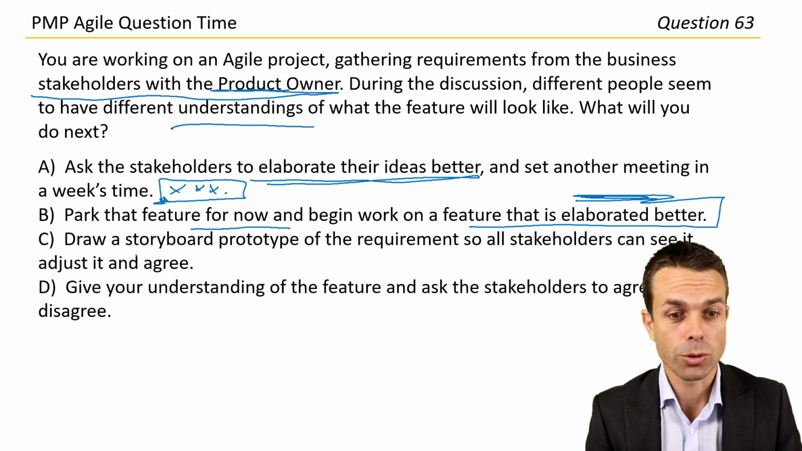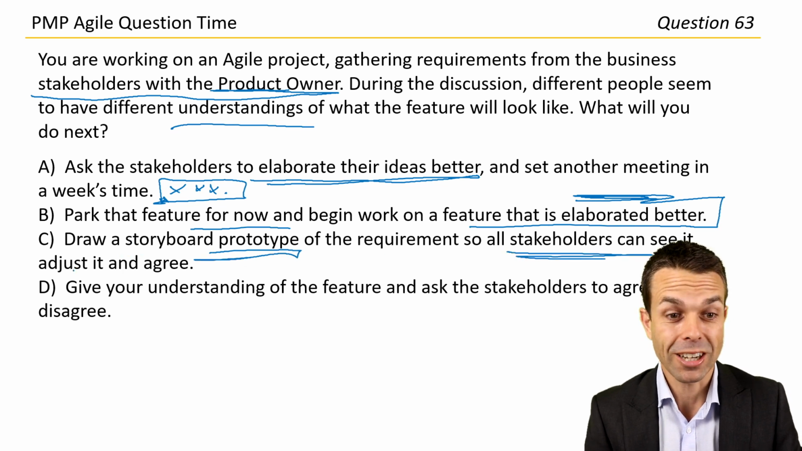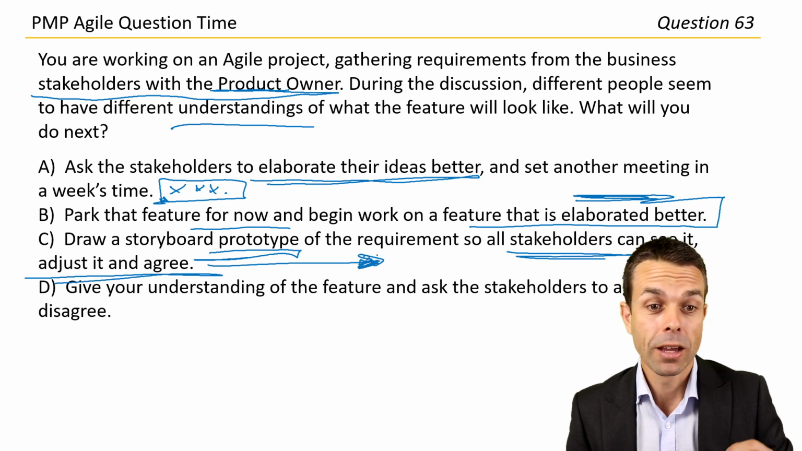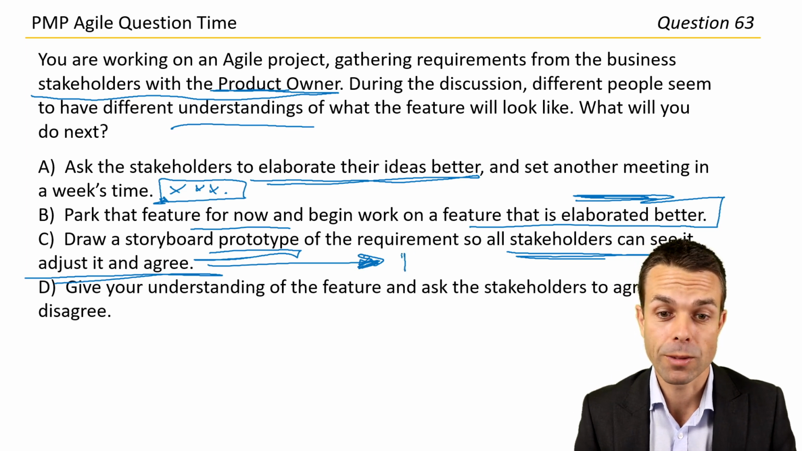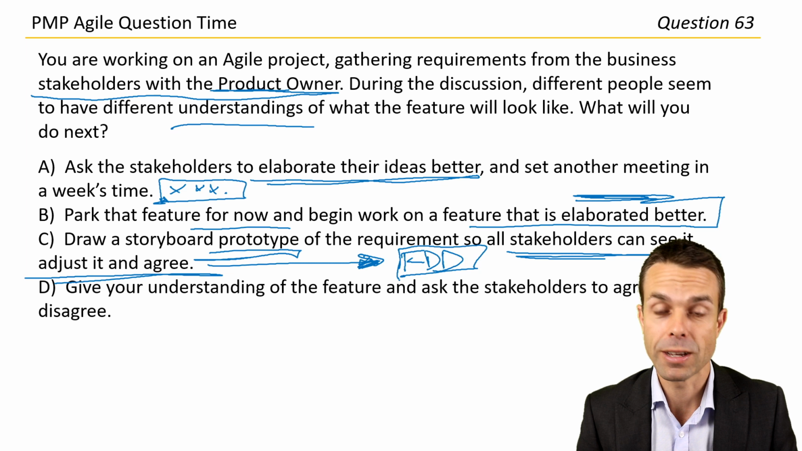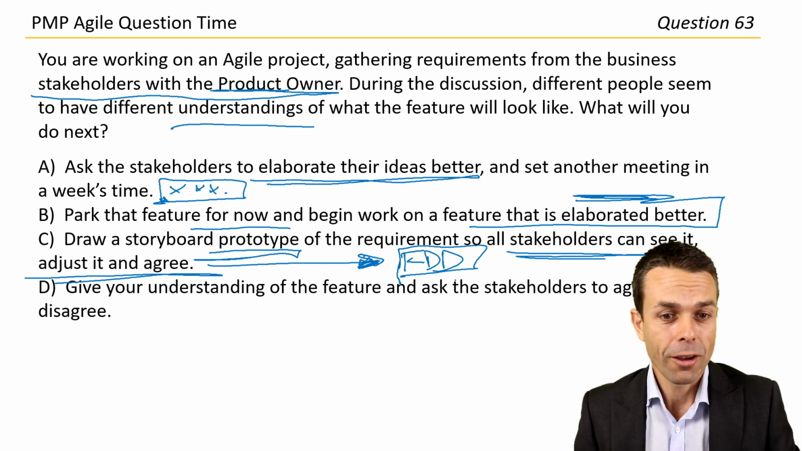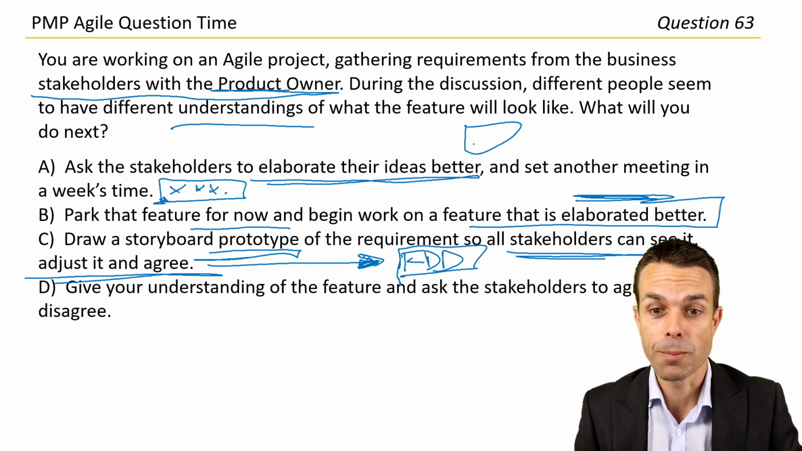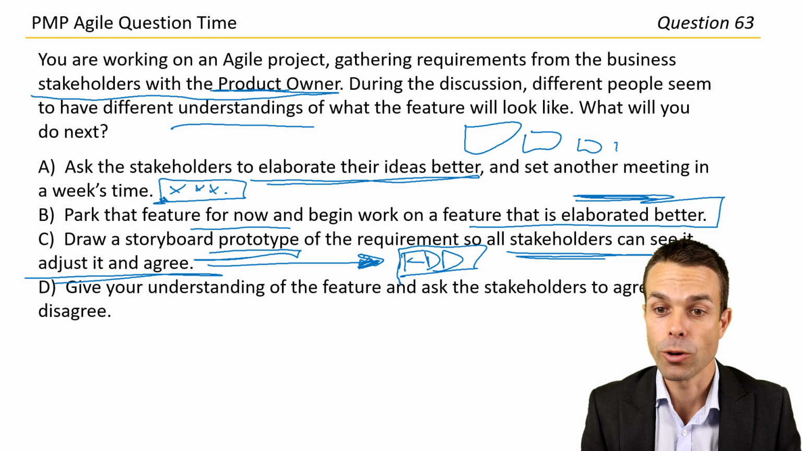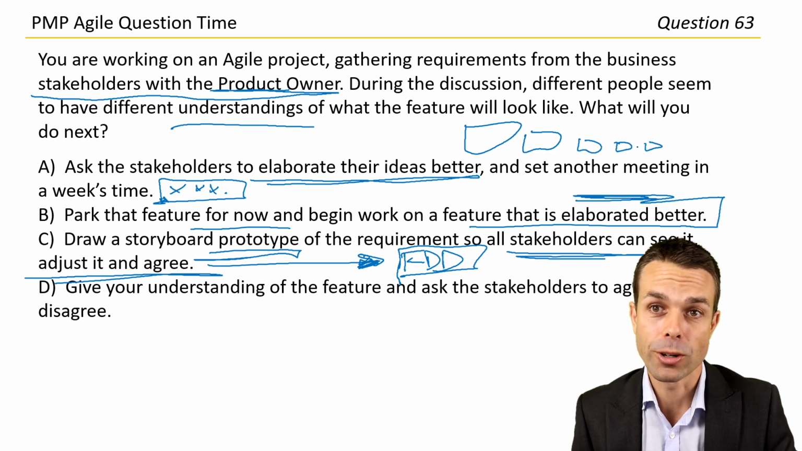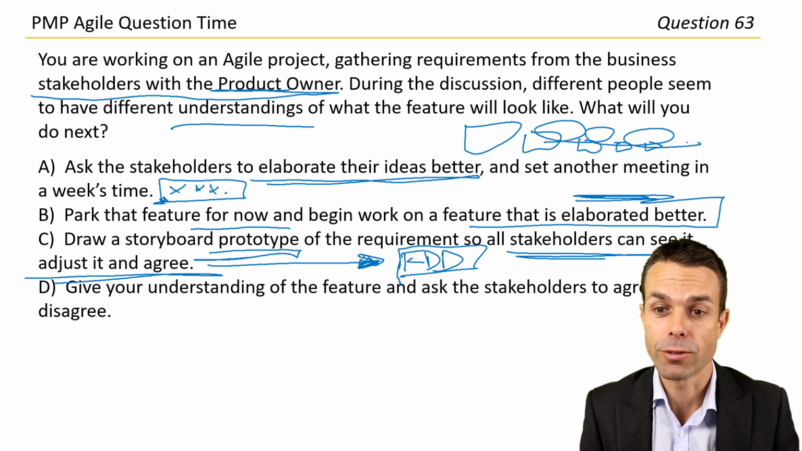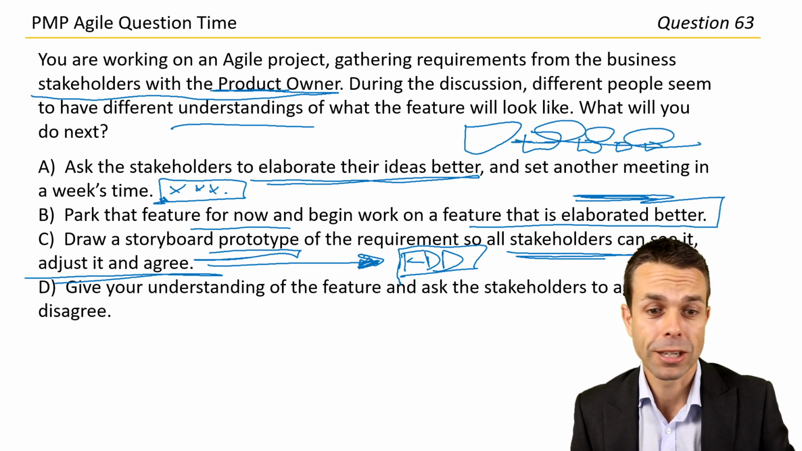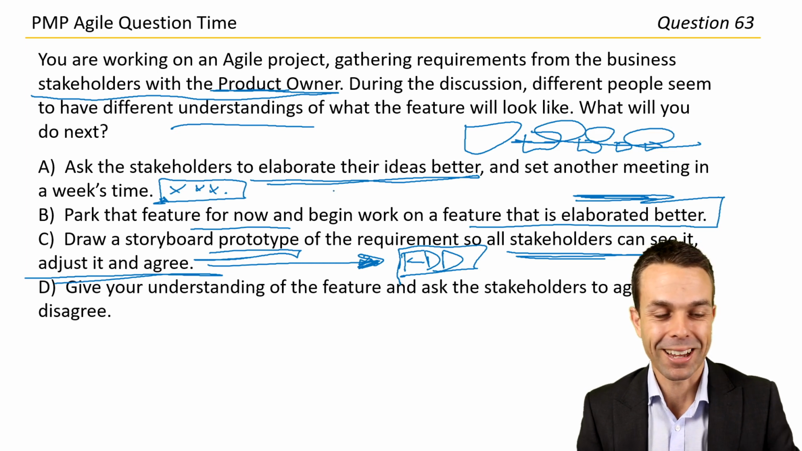Draw a storyboard prototype of the requirement so all stakeholders can see it, adjust it on the fly and agree. Okay, this looks very promising because we're doing it in the moment. And also feature-driven development, which is one of the methods that feeds into Agile, starts with a high-level model, an idea, a model of the feature, and then you hone it down, and you hone it down, and it becomes more and more accurate as you're iterating through those versions. So that sounds very promising. I like letter C at the moment.